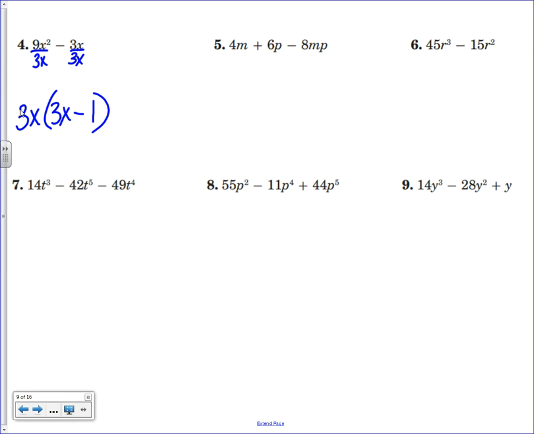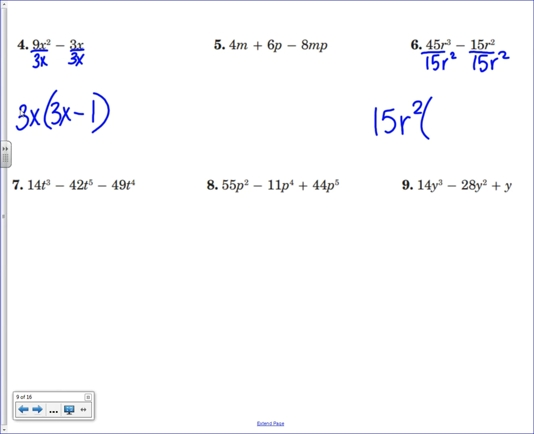What can you take out of 45 and 15? Is everybody all right with 15 here? Yes? Can I take any variables out? Just an r? Do you see how there's 3 in the first one and 2 in the second one? So I can take out an r squared. So we'll divide by 15 r squared.